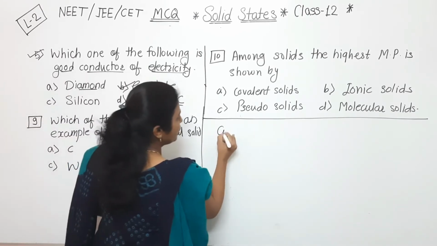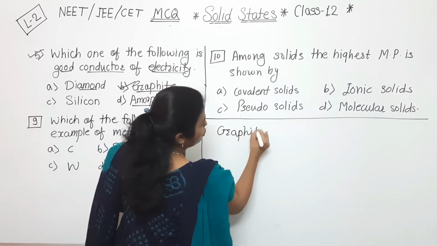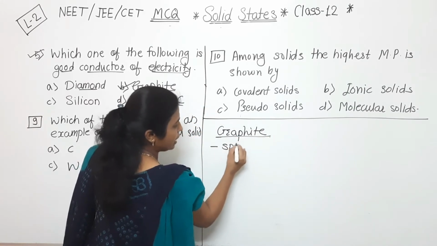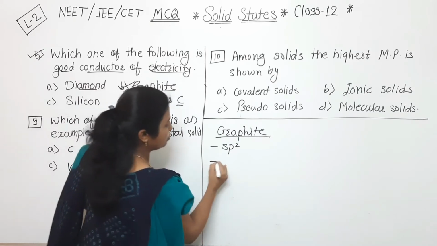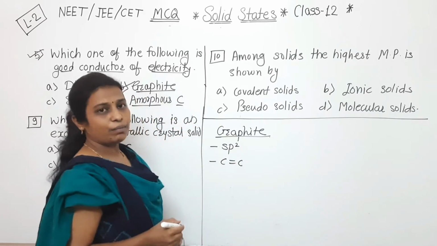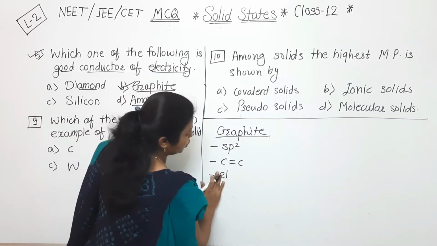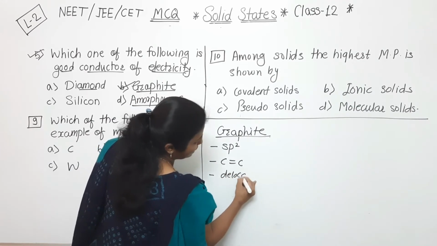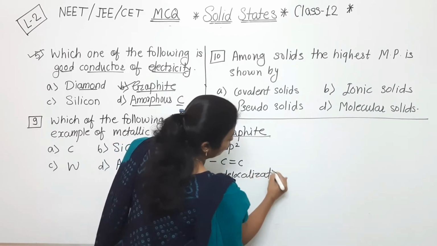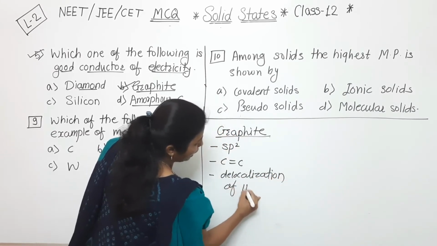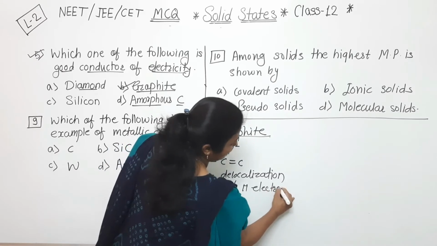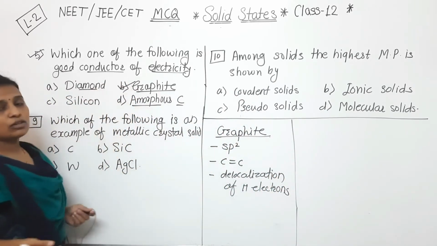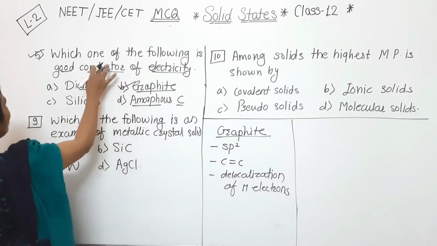Why? If we consider graphite, which is an allotrope of carbon, in graphite each carbon is sp2 hybridized, meaning there is a presence of a carbon-carbon double bond, and the good conductance of electricity is due to the delocalization of pi electrons present in its structure. That is the reason behind its conductance of electricity. So we have completed this.